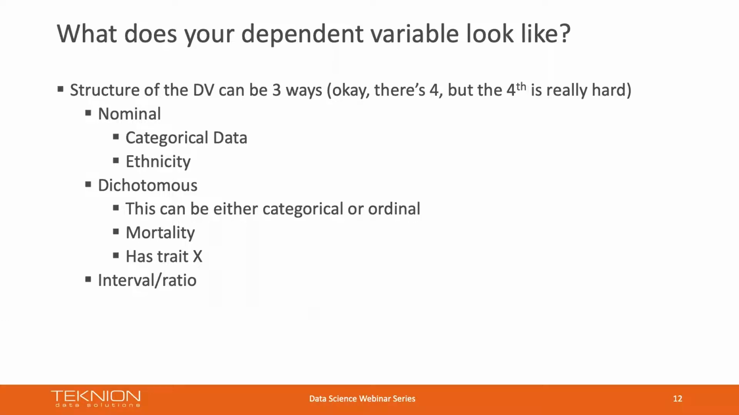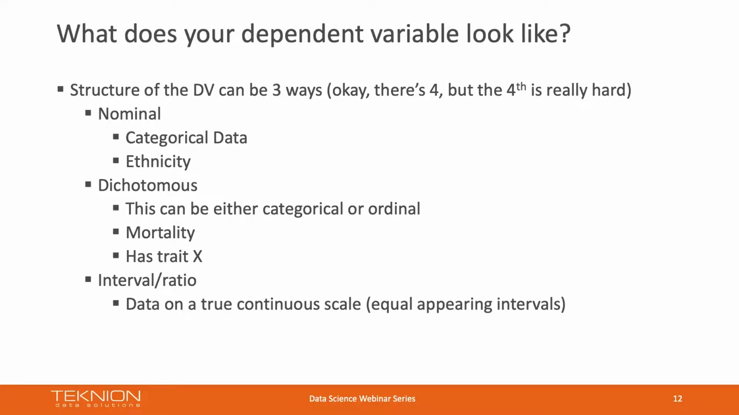The dependent variable always needs to fall in one of these three, with the exception that we can do ordinal, but we don't like to do that. It's really difficult to do, and most statisticians are going to shy away from ordinal.